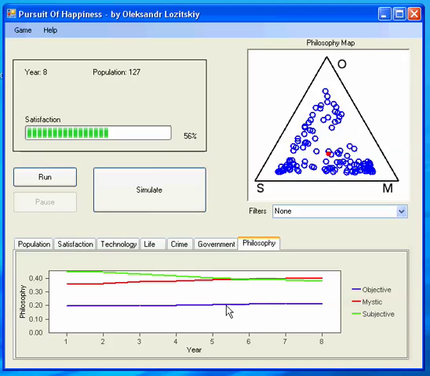So you see obviously the triangle is the philosophy map. We have in the M corner is mystic, the S corner is the subjective, and the O in the upper portion here is the objective. So we have a largely mystic, subjective, and a little bit of objective to this population. So we're going to go ahead here and run some simulations and just sort of see how they live.